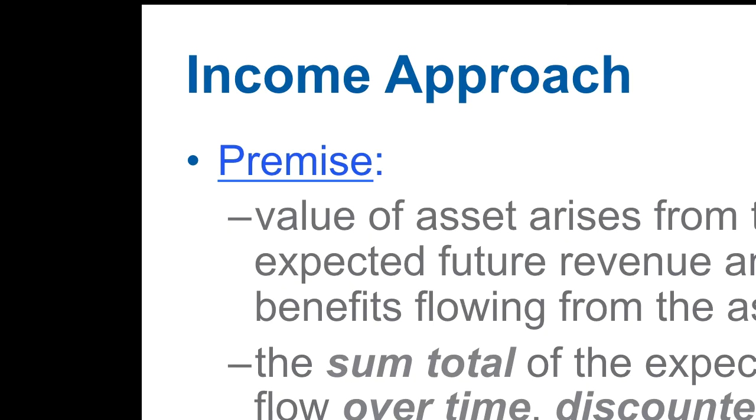So the income approach. This is the most rigorous. It needs a lot of data, but gives you maybe the best result. Valuation is subjective. It's whatever someone's willing to pay for it. But the premise of the income approach is the value of the asset arises from the expected future revenue and benefits flowing from the asset. How much money can I make on this, depending on how I'm going to exploit it. Looking at it another way, it's the sum total of the expected cash flow over some period of time, discounted to today.